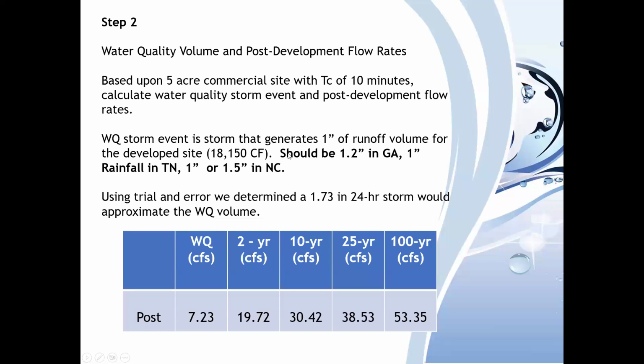Anyway, whatever your state water quality volume is, you're going to use trial and error to come up with a storm that will generate that. In this case, for a 1 inch runoff volume, that equates to 18,150 cubic feet. Using trial and error in HydroFlow, I came up with a 1.73 inch 24-hour storm that would generate that volume of runoff. That is 7.2 CFS, and then 19.72 for a 2-year storm. You can see our 10, 25, and 100-year all went up substantially.